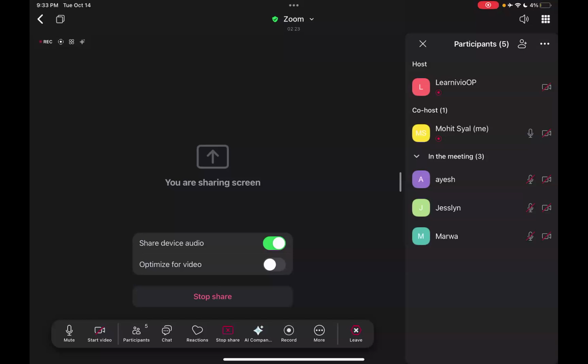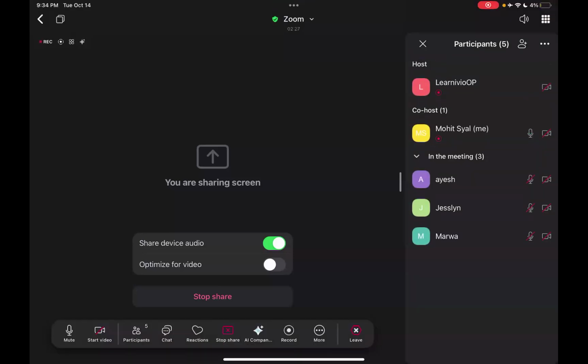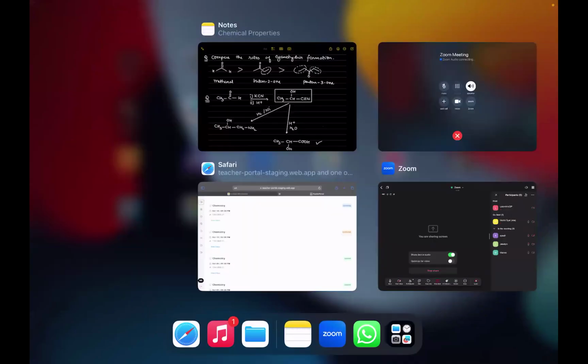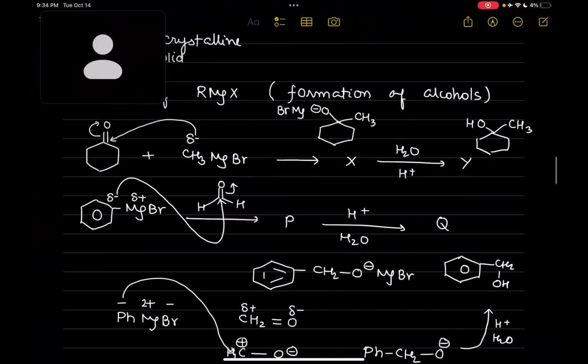A lot of these reactions are being asked in CBSE every year, and not only in CBSE, even in NEET and JEE you will see a lot of questions from these topics, as these are the most common topics. Got it?